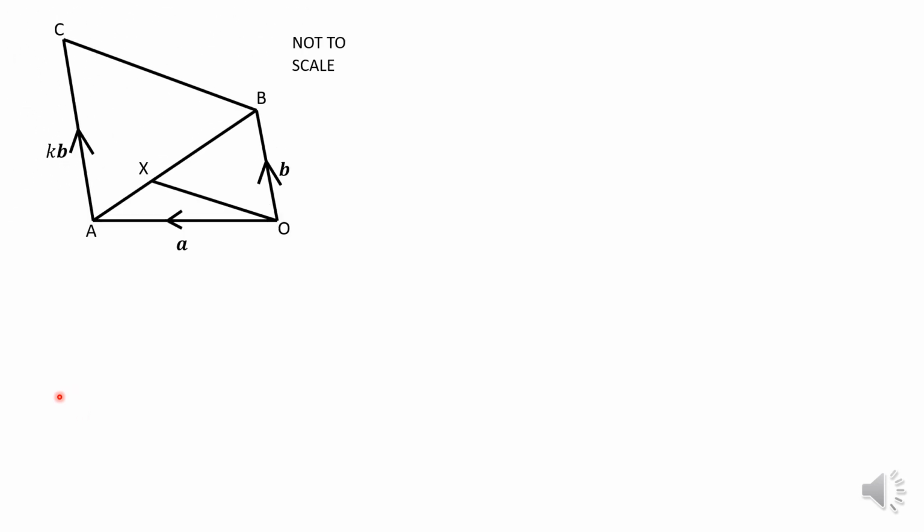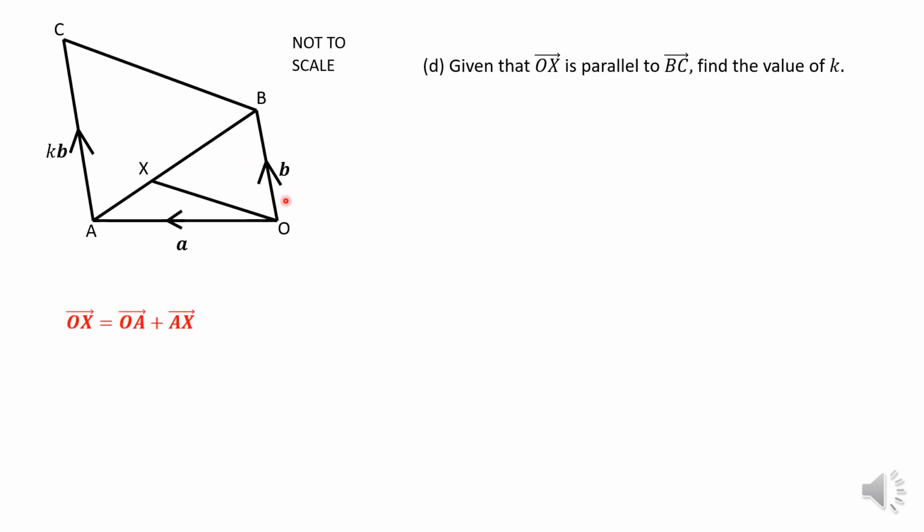All right, so let's bring that diagram back in and look at what they're asking us here. They're saying OX is parallel to BC, so we need to find the value of K. In order for us to find the value of K, OX is nothing but OA plus AX. Now I know what AX is. If I quickly work out my AX here, I will eventually end up with something like this. So that is the value of AX.